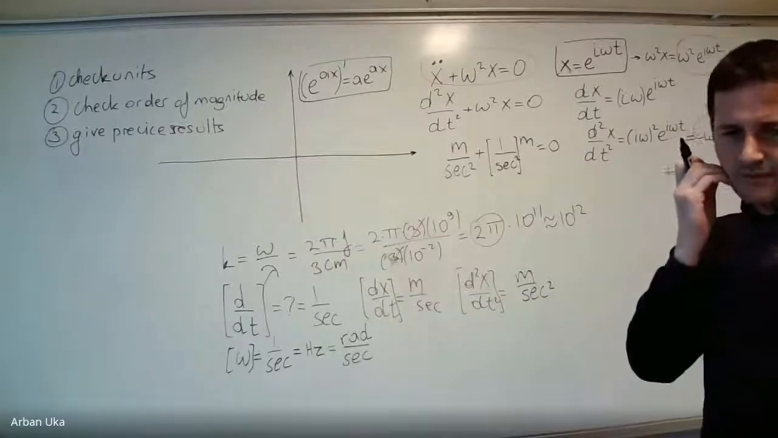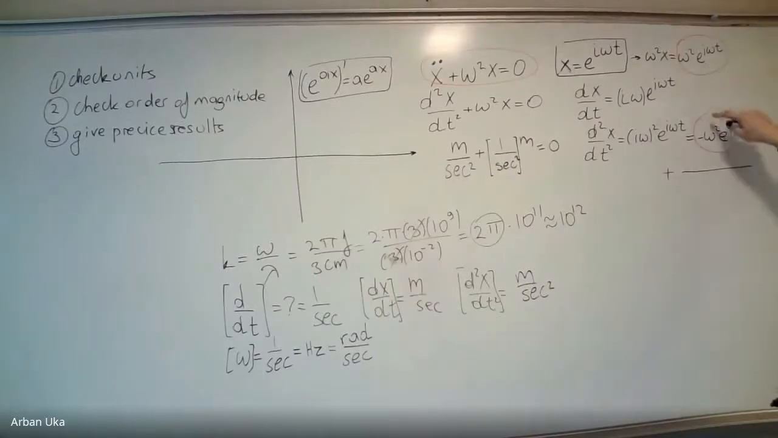Professor, one question. How do we come up with x equals e to the power of i omega t? I'm giving it, okay? We provide it. So what do you get if you add this term and this term?